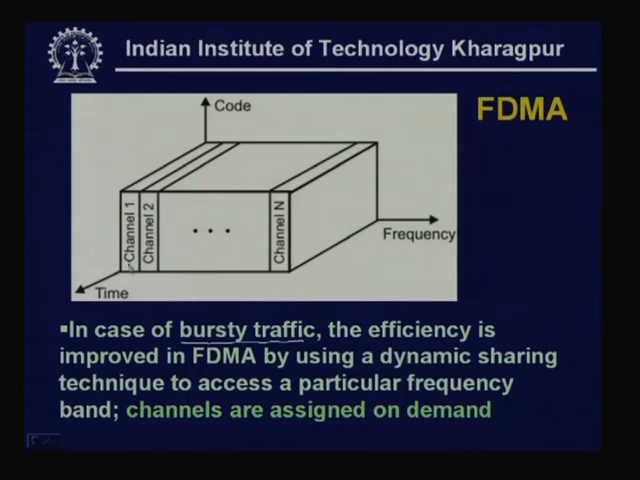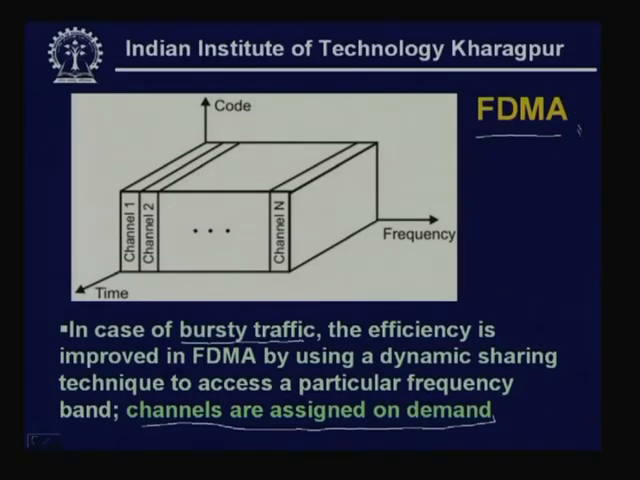What can be done to improve the utilization? Instead of statically allocating the band, allocating a particular channel to a particular station, the channels can be assigned on demand. That means, depending on the requirement of different stations or users, a single channel can be allocated to different stations or users. So, that makes it FDMA, frequency division multiple access. That means, not only is the overall bandwidth divided into a number of channels, each channel can be allocated to a number of stations or users.